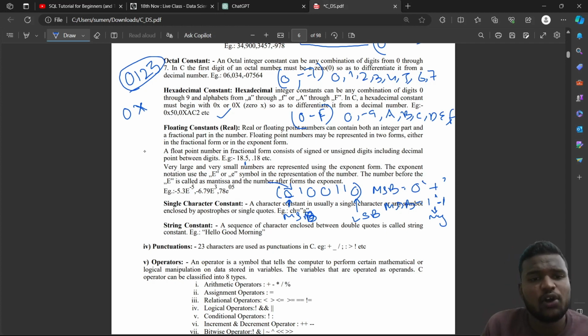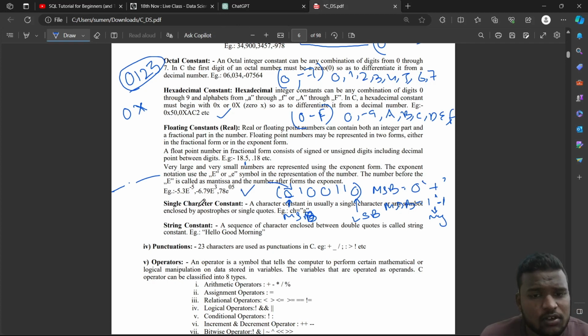You all know that floating numbers are represented with the point. These are the fractional part, the decimal values. Now, these things are high level concepts. All you need to understand is that very large and very small numbers are represented using the exponent form. The exponent notation uses E or small e. This is a high level concept which is very complicated for you to understand as of now, so just bear with it.